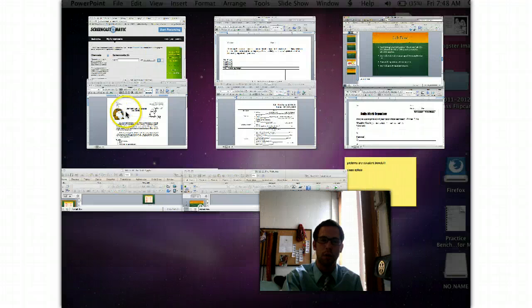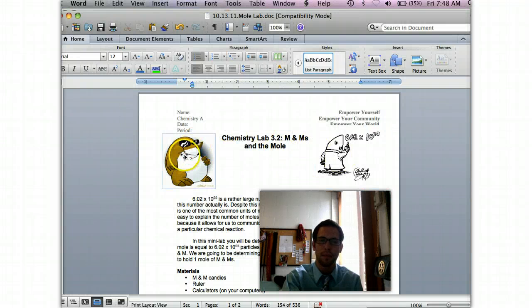The handout, which I'll go over with you right now, looks like this. We have a mole over here, writing a mole on the board. It is a rather large number. Most of us have little idea how large this number actually is. Despite this number being hard to understand, the mole is one of the most common units of measurable chemistry.